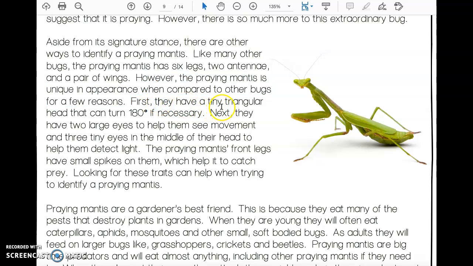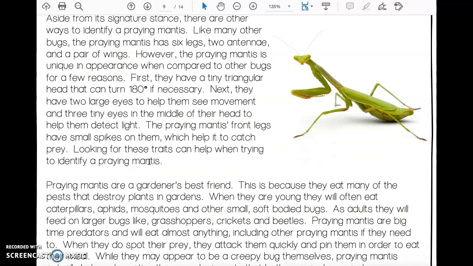First, they have a tiny triangular head that can turn 180 degrees if necessary. Next, they have 2 large eyes to help them see movement and 3 tiny eyes in the middle of their head to help them detect light. The praying mantis's front legs have small spikes on them which help it to catch prey. Looking for these traits can help when trying to identify a praying mantis. So this whole paragraph has provided more information about what the praying mantis looks like. So instead of just saying the praying mantis has an interesting body, the author has written a whole paragraph to describe what the body looks like.